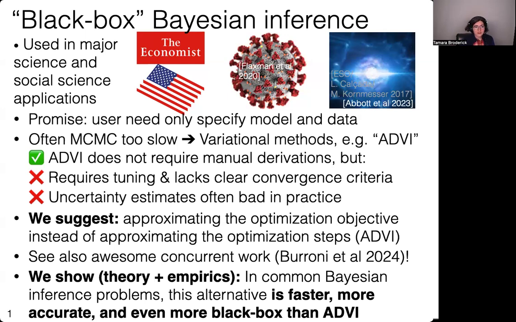In our paper, we show via theory and empirics that in common Bayesian inference problems that people encounter all the time, the alternative that I just gave a little hint at, our proposal, and I'll go into more detail shortly, that alternative is faster, it's more accurate, and it's even more black box than ADVI.